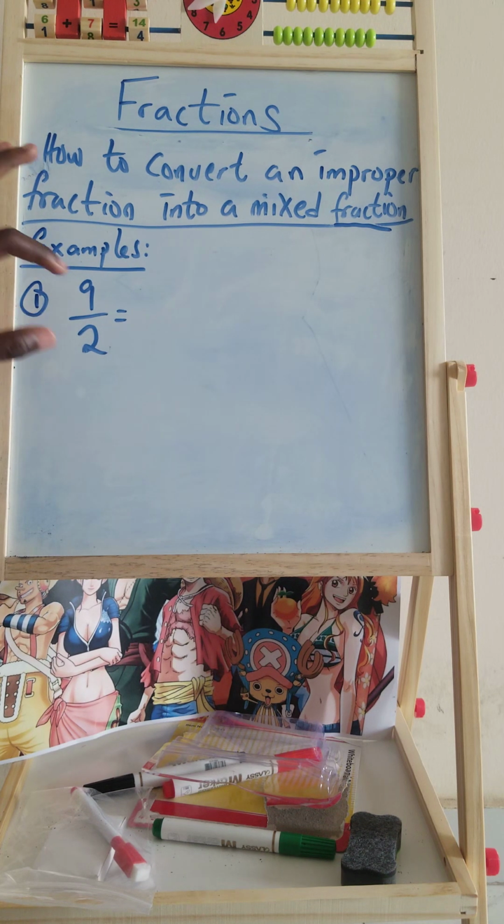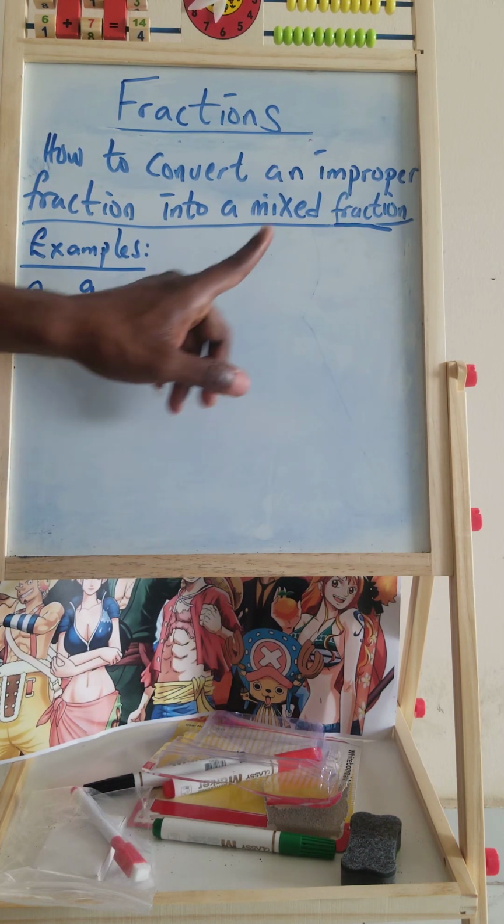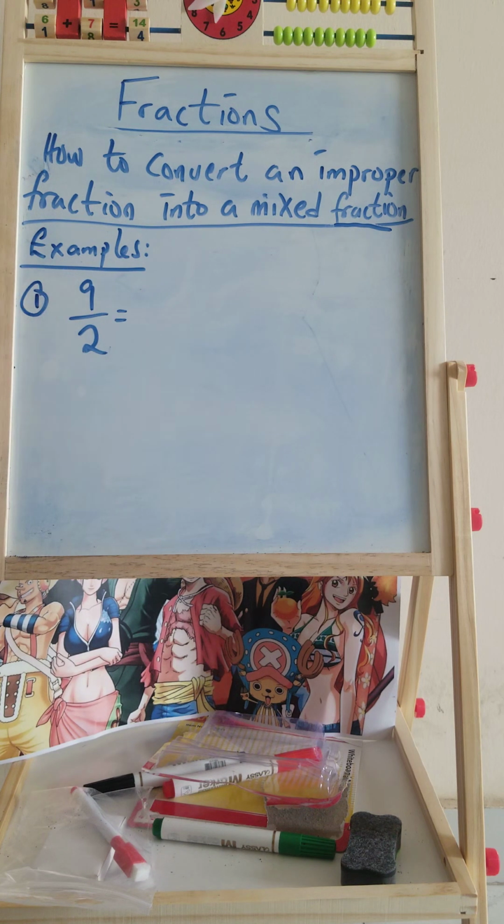So let us convert this improper fraction into a mixed fraction. We have 9 over 2. Now what do we do here? We will have to consider how many times 2 can go into 9. How many times 2 can go in 9? Or in plain English, we just say 2 to divide 9. That means we are dividing 9 by 2.